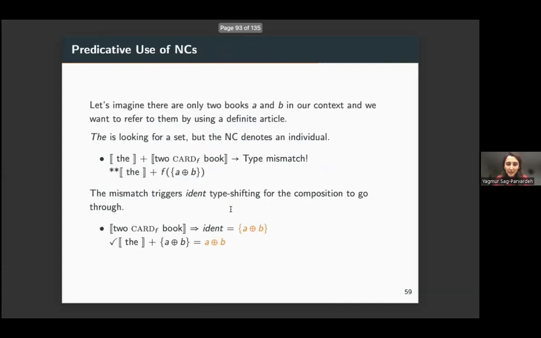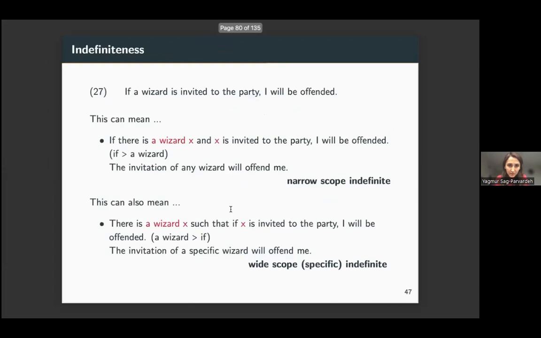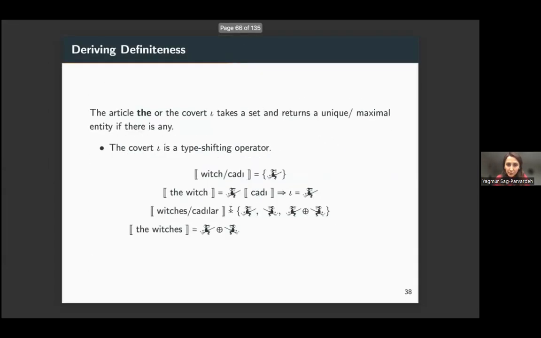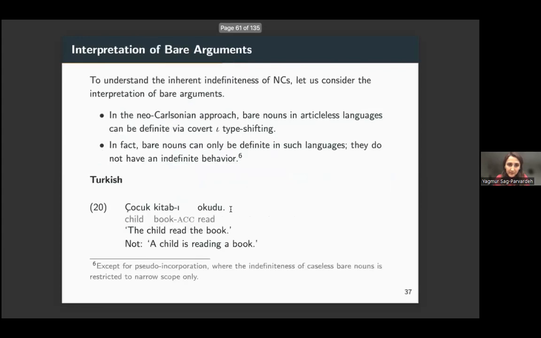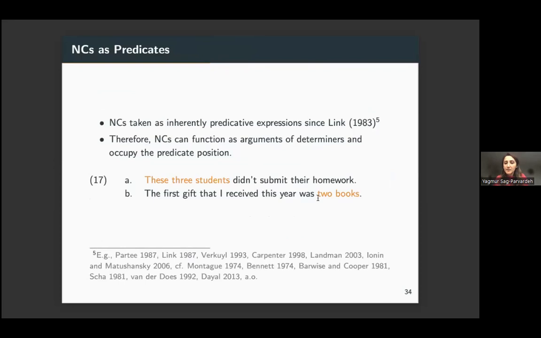Evet, şimdi onu ben atladım orada. Şurada bir İngilizce karşılığı örneğim var. Orada predicative interpretation. Size atladığım konu şu. Burada İngilizcesi de var. The first gift that I received this year was 2 books. Burada 2 books predicative bir pozisyonda bulunuyor, çünkü copula'nın sonundaki pozisyonu predicative olduğunu farz ediyoruz.